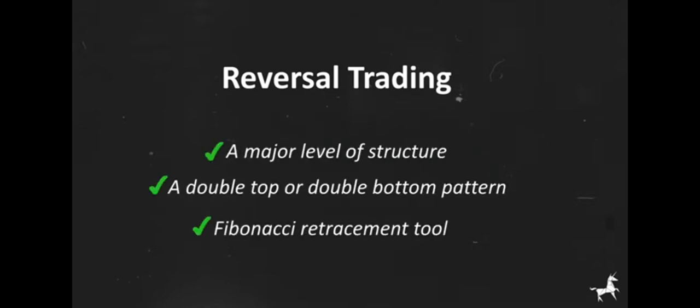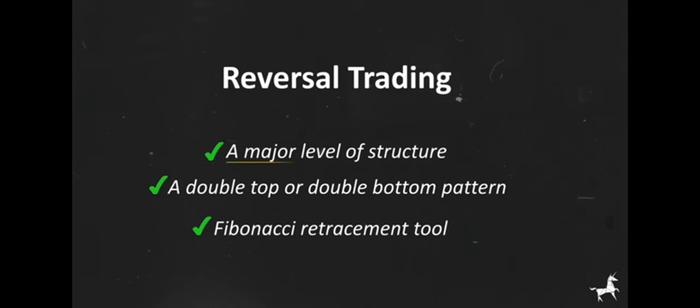Now, reversal trading can be a bit tricky because we're placing trades against the dominant trend. But the benefit of reversal setups is that they can offer a very high risk-to-reward ratio. The strategy I'm about to show you is a combination of three key concepts: a major level of structure, a double top or double bottom pattern, and the Fibonacci retracement tool.